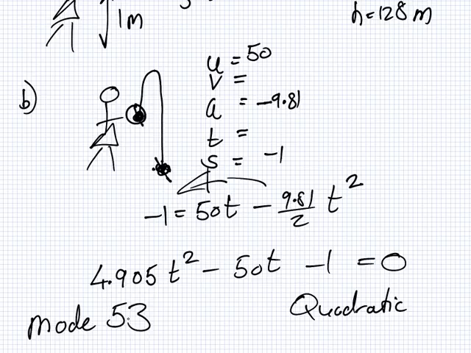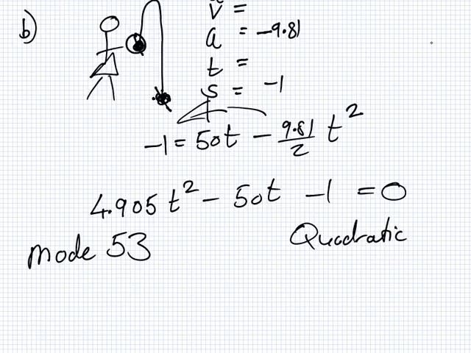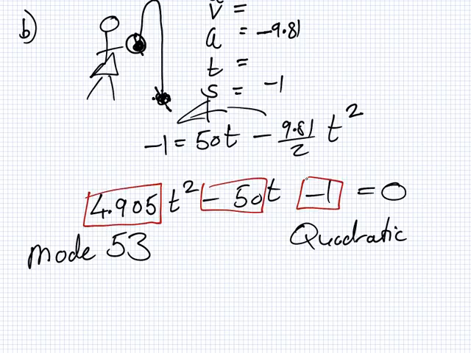Which equation did you use? Oh, sorry, I didn't write it down. S equals UT plus a half AT squared. If you type mode 53, what do you get on your screen? Mode 53, and you're prompted for A, B, and C. Can you see that? That means if you type in these 3 numbers, the calculator will give you the answer for t.